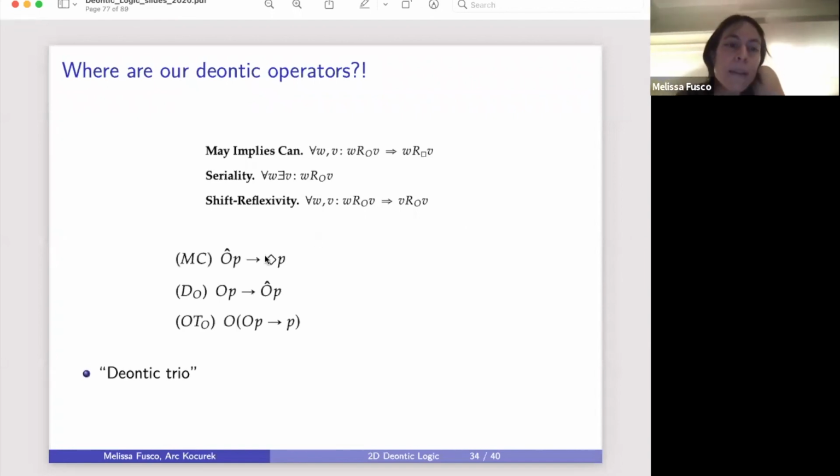So if you're going to write those out with a typical language, let's just introduce O for ought, and it's anchored to this new relation that we'll add on our layers. And may implies can, so O hat, the may, entails diamond: OP entails O hat P. And then here's how you write shift reflexivity: it ought to be the case that if it ought to be the case that P, then P. So that'll be our sort of deontic trio.